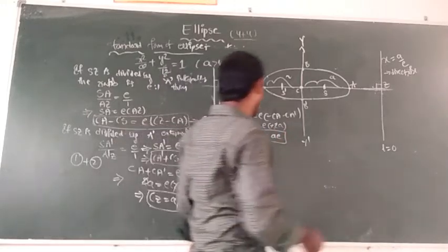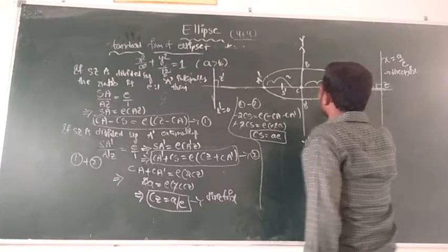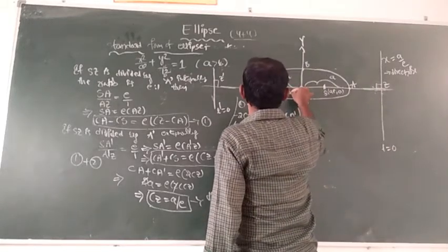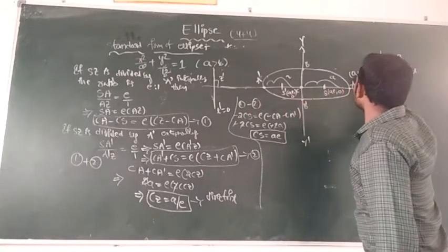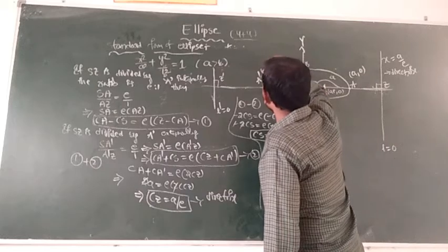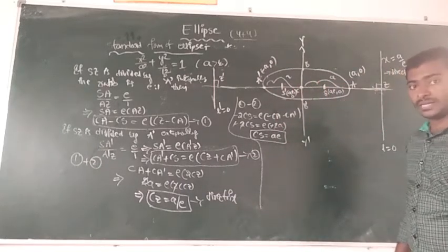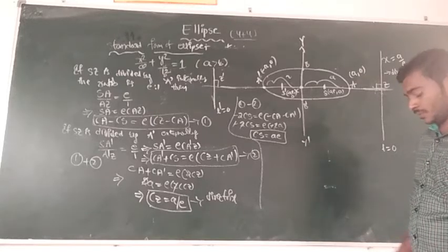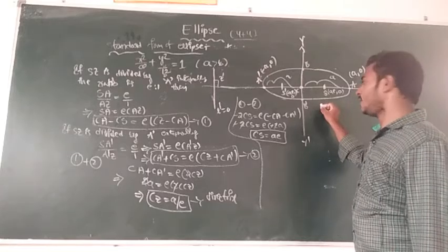So that is focus, which is nothing but ae comma 0, and this is minus ae comma 0, and this vertex is a comma 0, and this vertex is minus a comma 0. Okay, here we get these values.